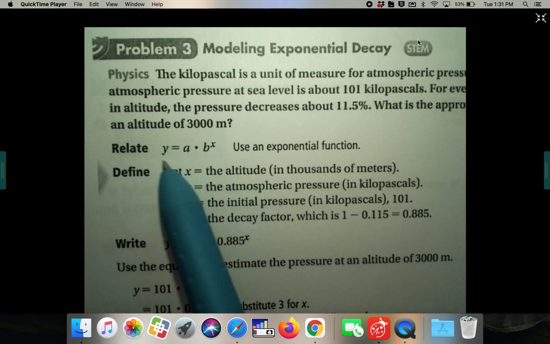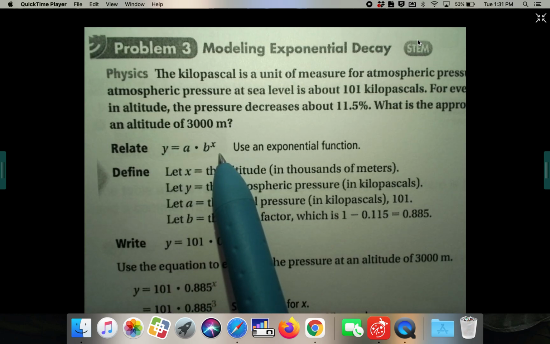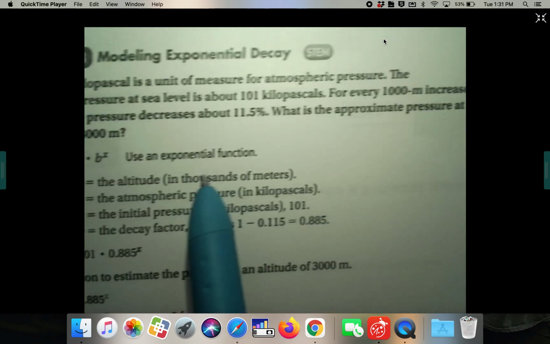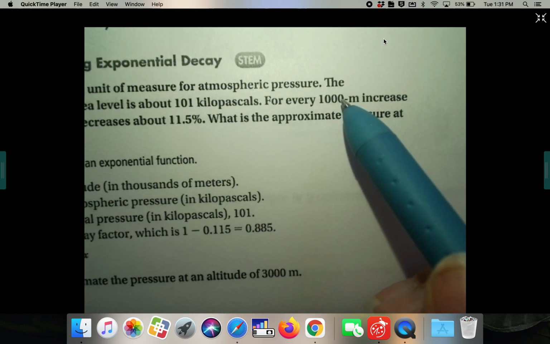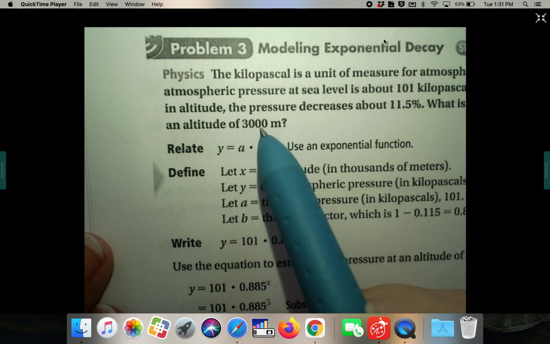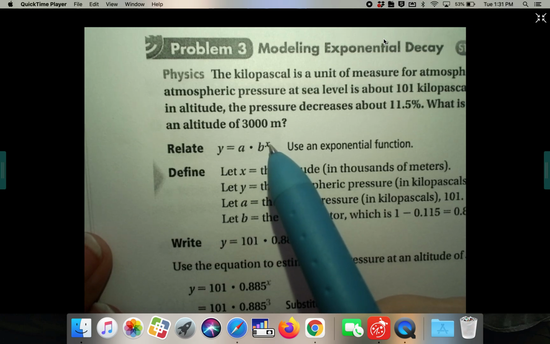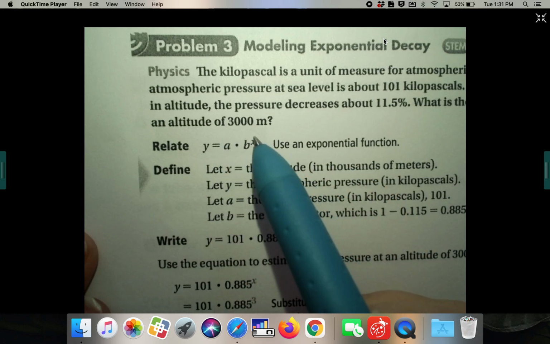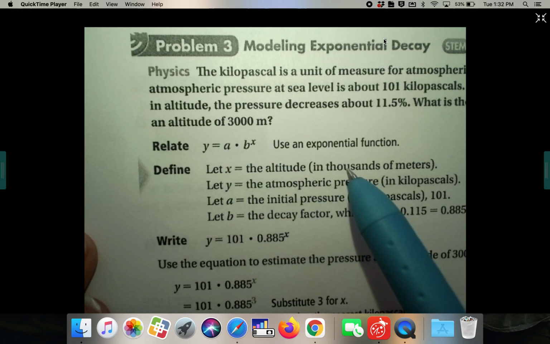So again, you would set it up like we've been doing all of our exponential functions. We're going to let x represent the altitude in thousands. So rather than having to put 3,000 in as our little exponent, that would be huge. That wouldn't even fit on our calculator. We're going to measure it in thousands. So instead of 3,000, we're going to call x 3. So in number of thousands.